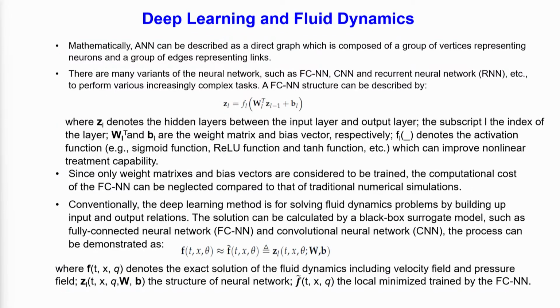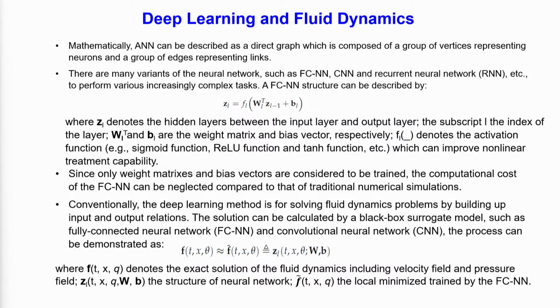So, now with such an open source tool, let us say you are developing your first exercise for deep learning for a fluid mechanics problem. What do you do? Mathematically the ANN, that is the artificial neural network, can be described as a directed graph which is composed of a group of vertices representing neurons and a group of edges representing links, as per graph theory.